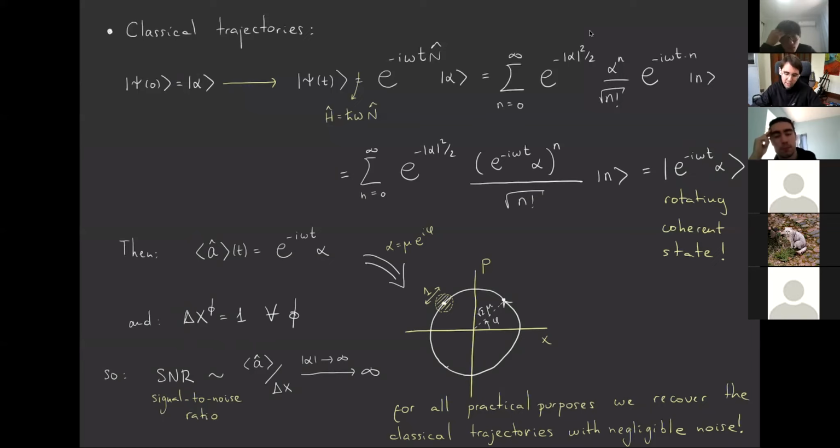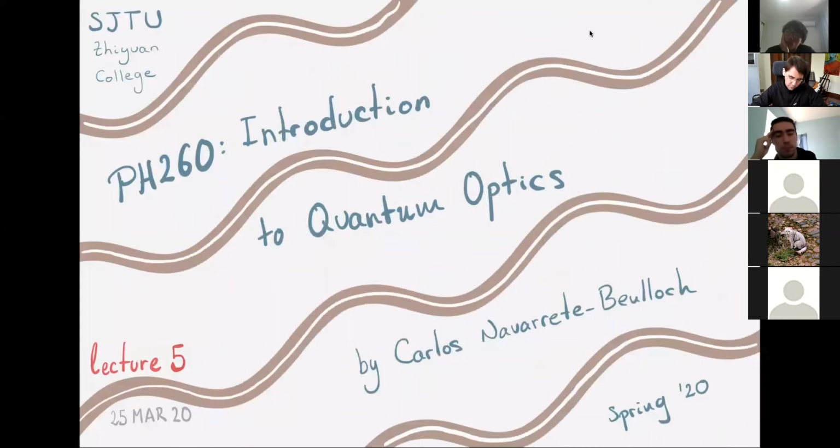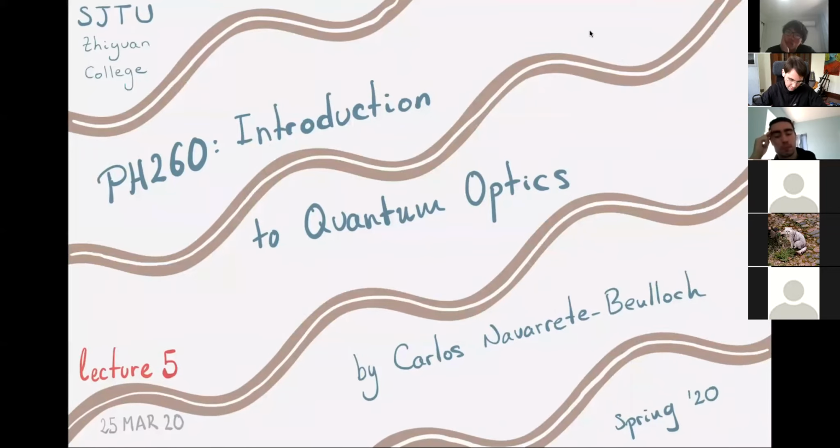So then essentially, we saw that for all practical purposes, classical trajectories are recovered with coherent states. And this is a super important point in quantum mechanics in general, but certainly in quantum optics and coherent state physics. Okay, so then with this, we can move on to lecture 5.